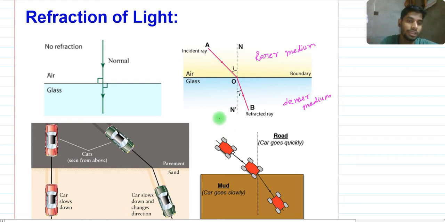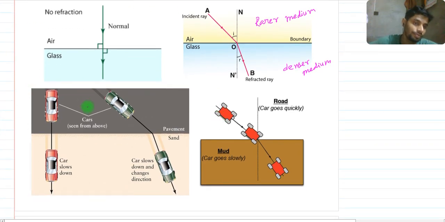To understand this, let's see a simple example, the motion of a car. If a car moves from a smooth road to a sandy road, or a road filled with sand, what will happen? The speed of the car will decrease. But for normal incidence, when the car moves straight from a smooth road to a sand road or mud road, the front wheels enter the second medium at the same time. So both wheels slow down at the same time, and it will not bend anywhere. It will move straight.